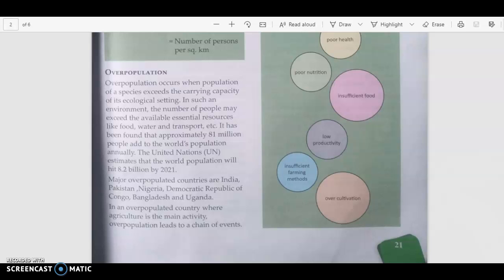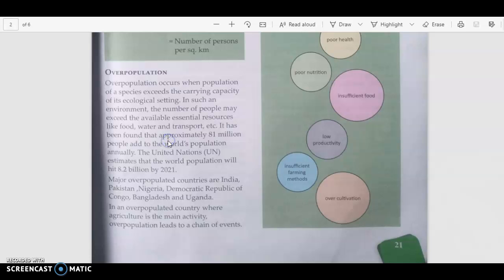Now we also know that there are certain places which are overpopulated, and some which are underpopulated. So overpopulation basically occurs, you can mark in your book what it means. Overpopulation occurs when the population of a species exceeds the carrying capacity of its ecological setting. That means in a particular area, when the population is so much that the resources become depleted, become less, and the environment cannot hold them. In such an environment, the number of people may exceed the available essential resources like food, water, transport, etc.